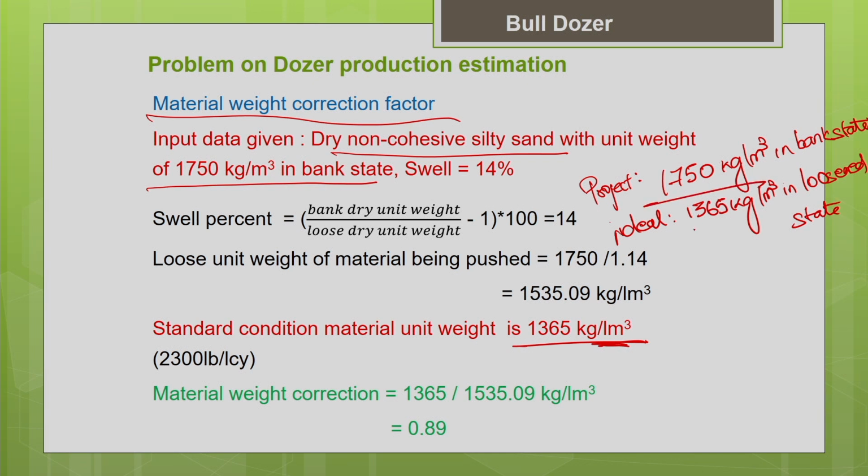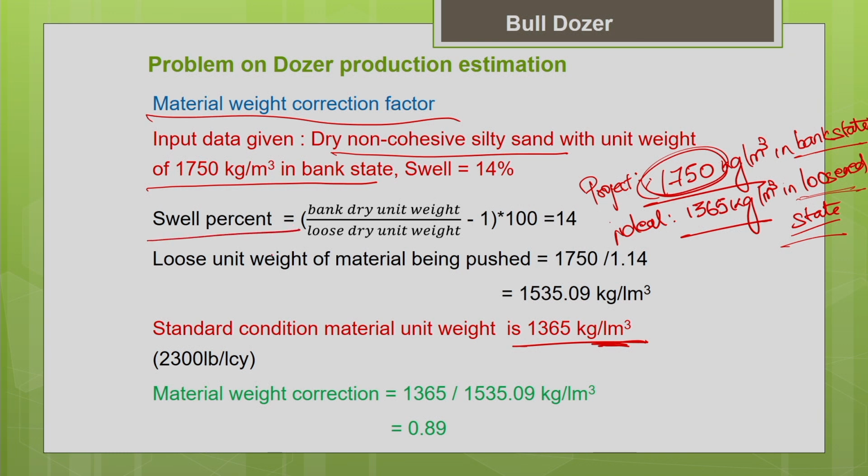So I need to compare both so that I can apply the correction factor. We can compare both only when the volume is in the same type of measure. But one volume is in bank state, the other volume is expressed in loosened state. So let me convert this bank state into loosened state so that I can compare it. How to convert the bank density into the loosened density? I can make use of the swell percentage value given. It helps you in the conversion.